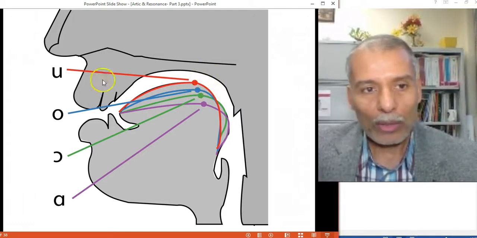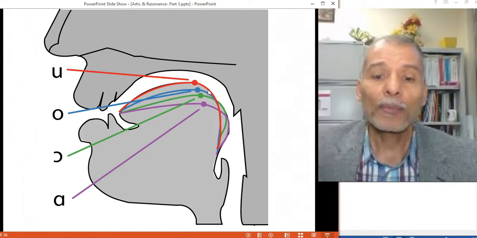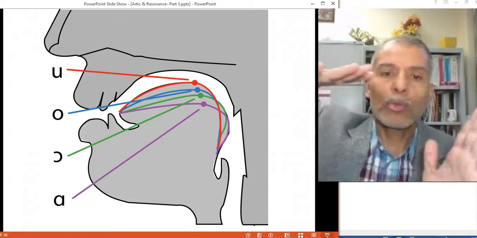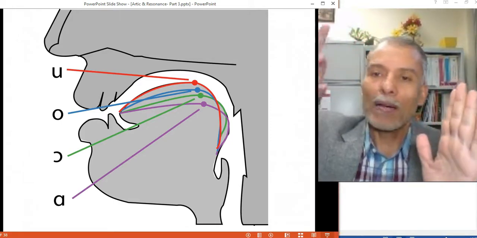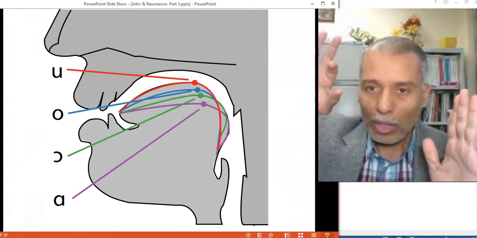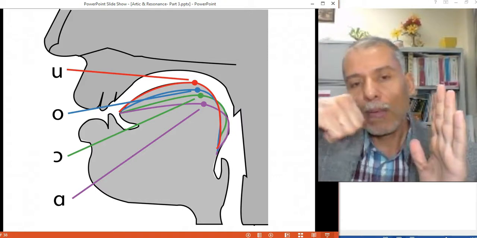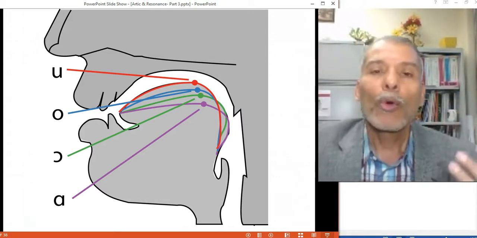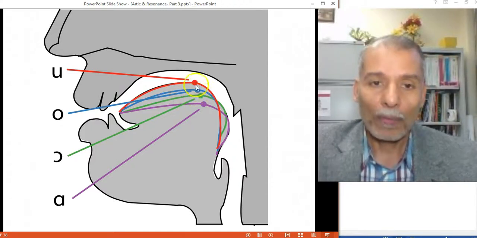So this, you can see the U, and if you have taken phonetics and you look at the quadrilateral, you are going to see that the U is a high back vowel. The way you can make this vowel is to pull the tongue back and up. So you bring the tongue up and back with the help of the styloglossus muscle.